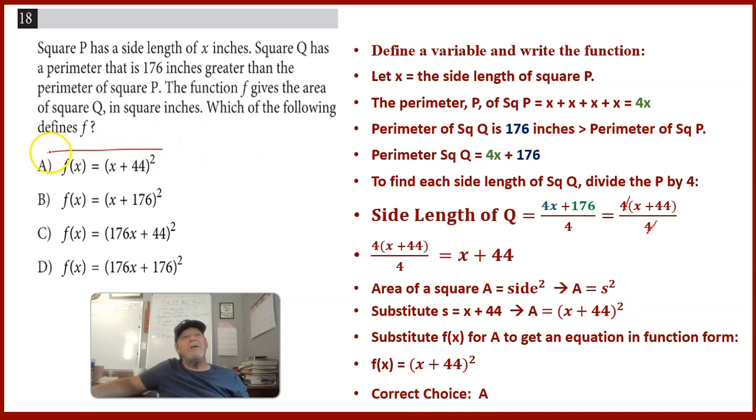Now, they could have made it a little harder and made you multiply that out. They just wanted to see if you could set that up and find the side length. So hopefully you were able to get that one right as well.